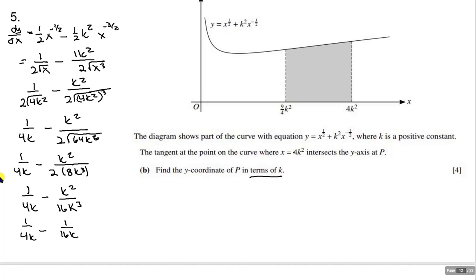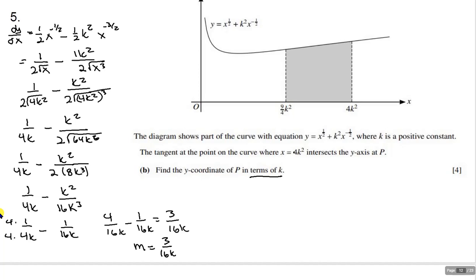All right, now this is a lot simpler. I've got two fractions. I could get a common denominator by multiplying this times 4 and this times 4. And so now what I end up with is 4 over 16k minus 1 over 16k. And that's going to give me 3 over 16k. And that is the slope. And you're like, oh my God, you've got to be kidding me. Yes, that's the slope.